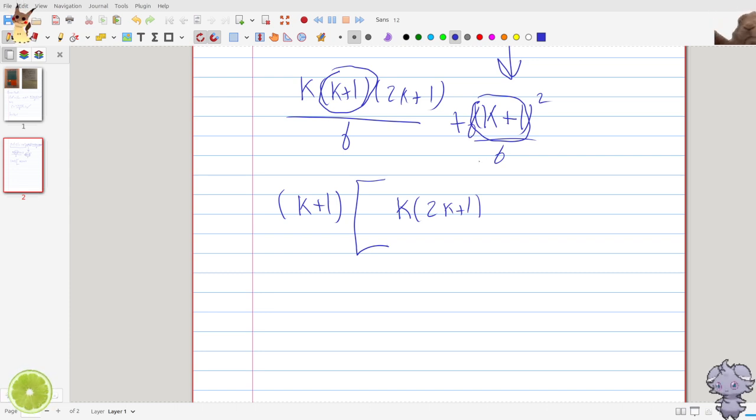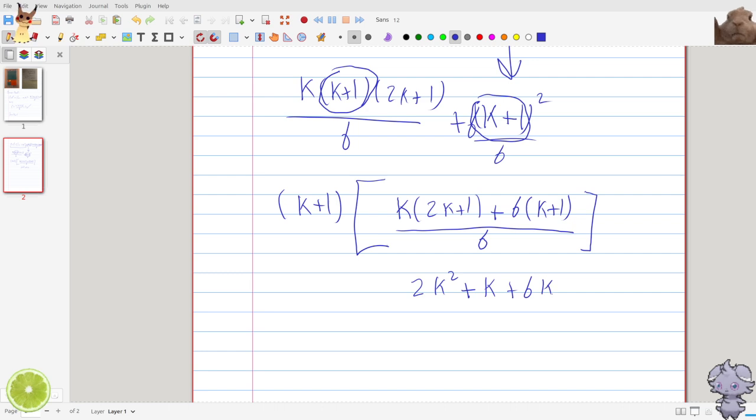So with a common denominator, we can add 6 times k plus 1, all divided by 6. So we will play with this term first. It is 2k squared plus k plus 6k plus 6. So this will be 2k squared plus 7k plus 6.